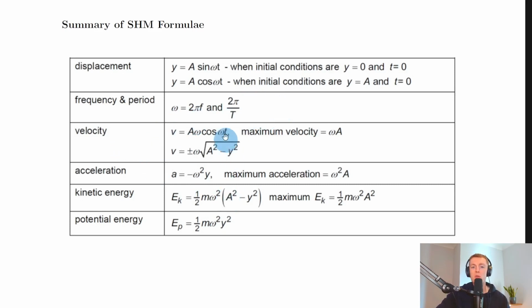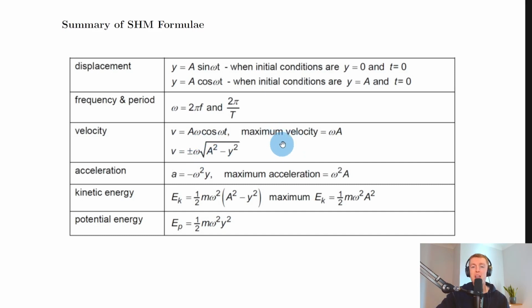We then have velocity with three expressions here. The first one, v equals a omega cos omega t, is found, remember, when we start with the displacement expression y equals a sin omega t when y equals 0 at t equals 0. If we differentiate that y with respect to time, we end up with this expression here. And remember that can be very useful when we're deriving things like the general velocity expression here.